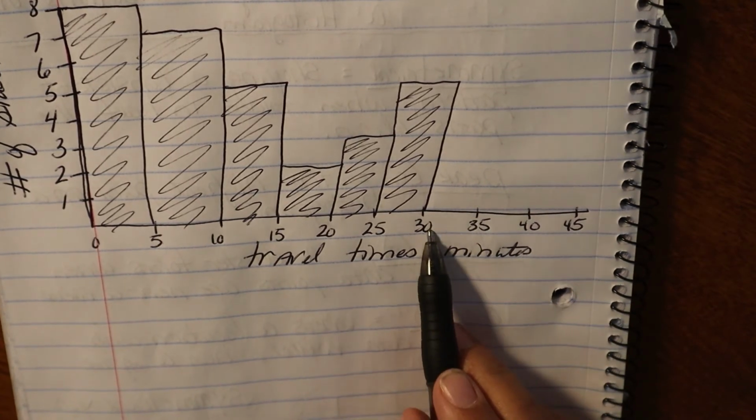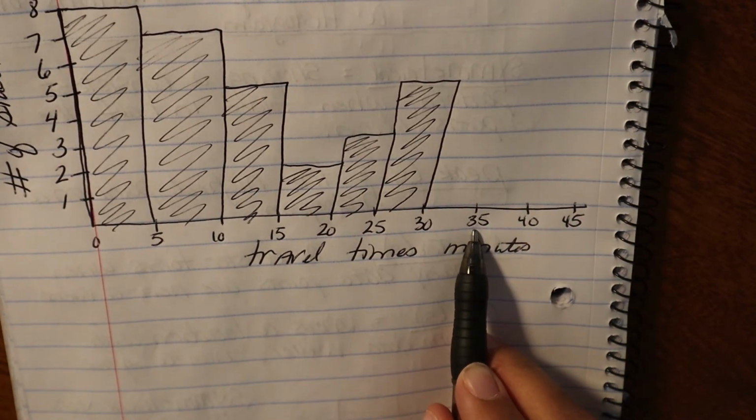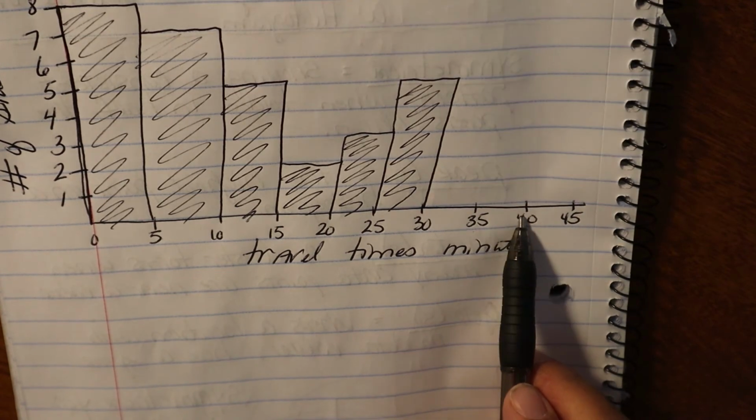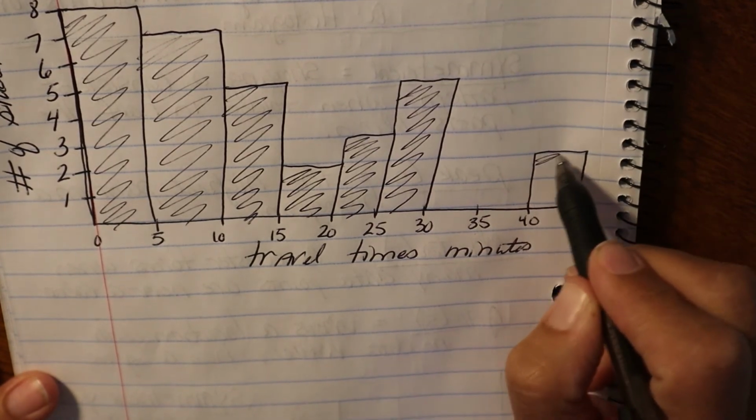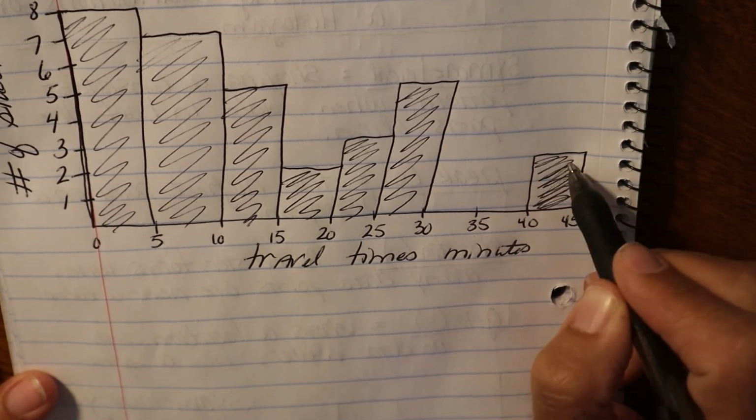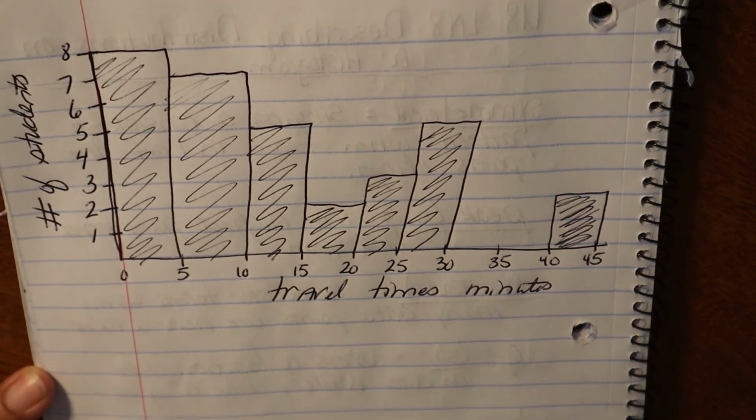We have no students from 30 to 35, so that's called a gap. We have no students from 35 to 40, so now we have a bigger gap. And we have 2 students between 40 and 45, and then that's where our data ends. So this is our histogram.